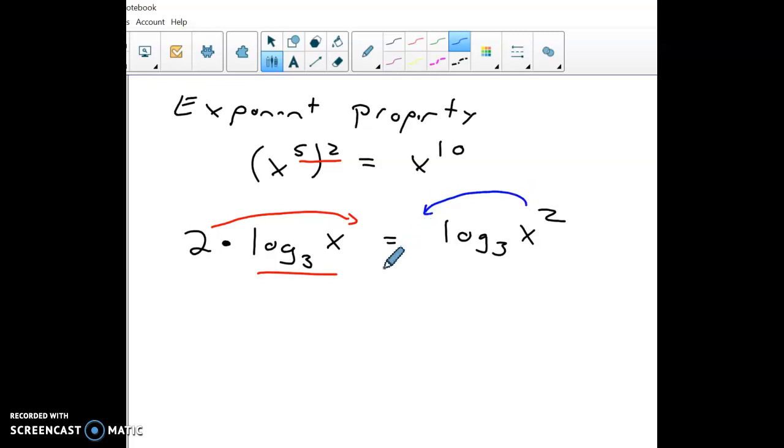So if it says expand, right, on an expand question, you'll actually move the exponent down in front. So you'll have to go both directions on these homework problems. So those are the three properties, and now I'm just going to dive in and do some questions with you.